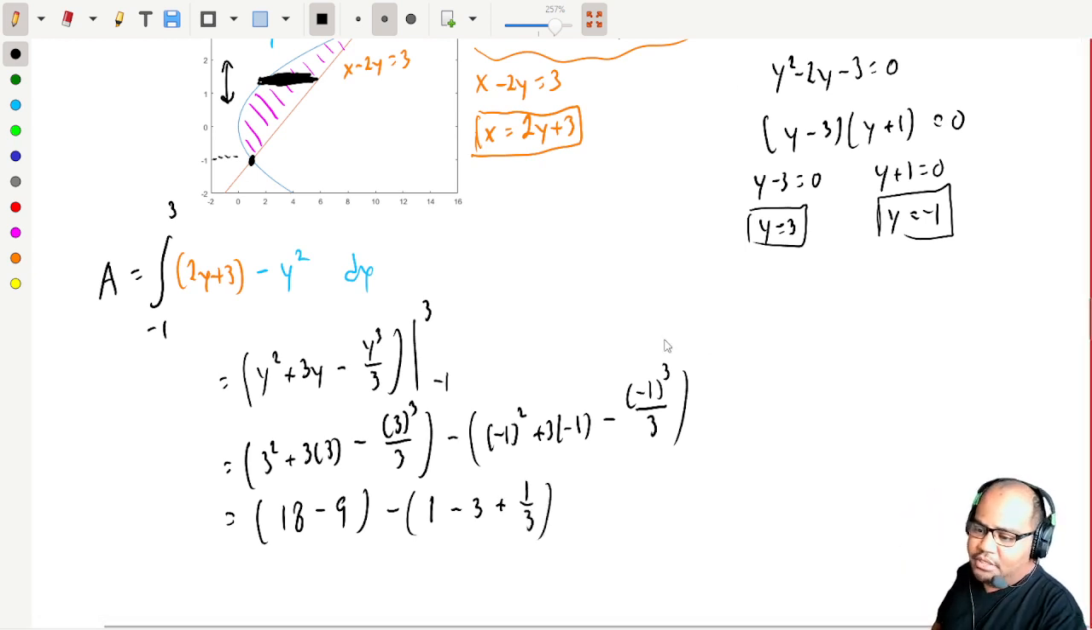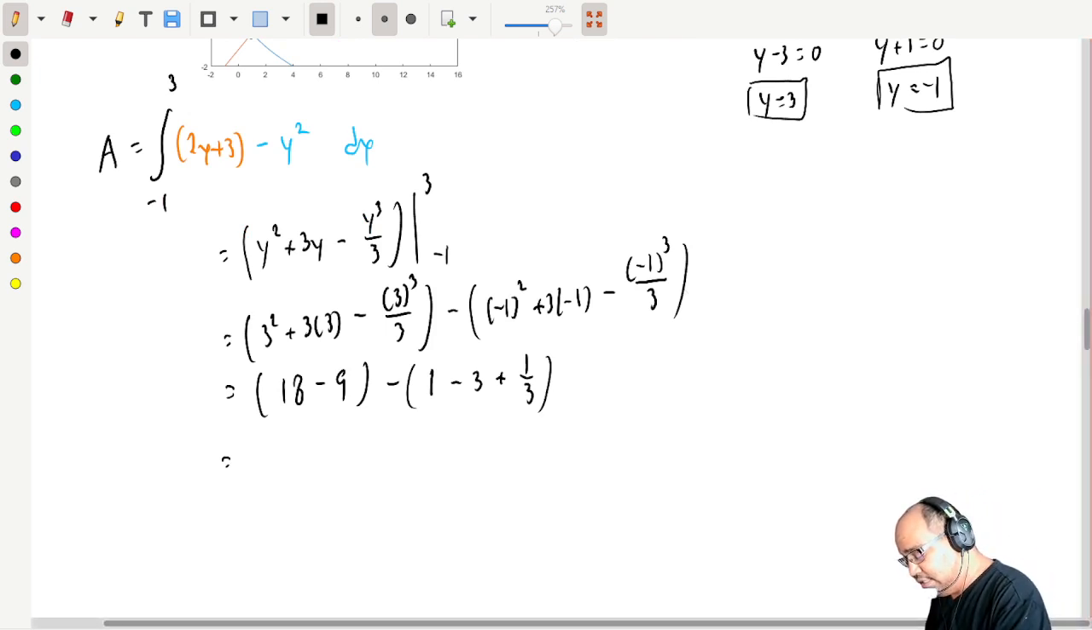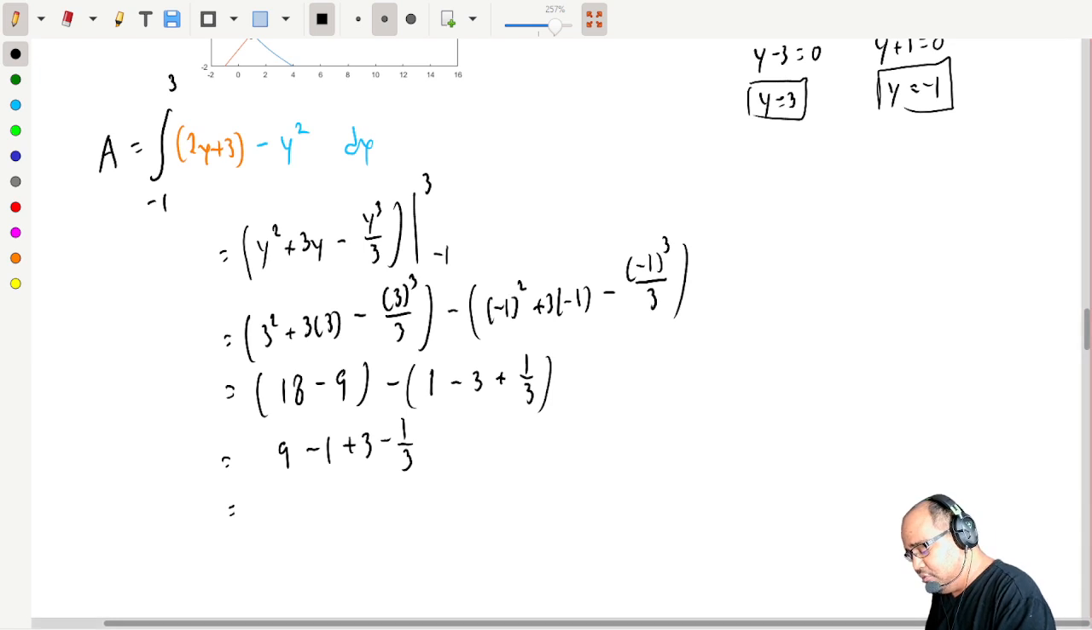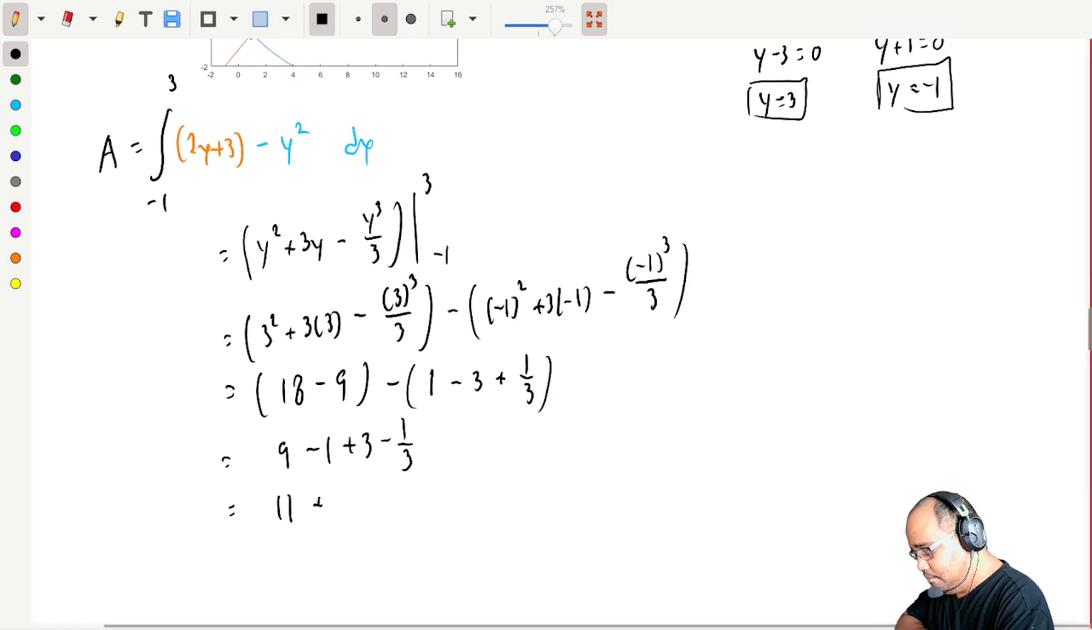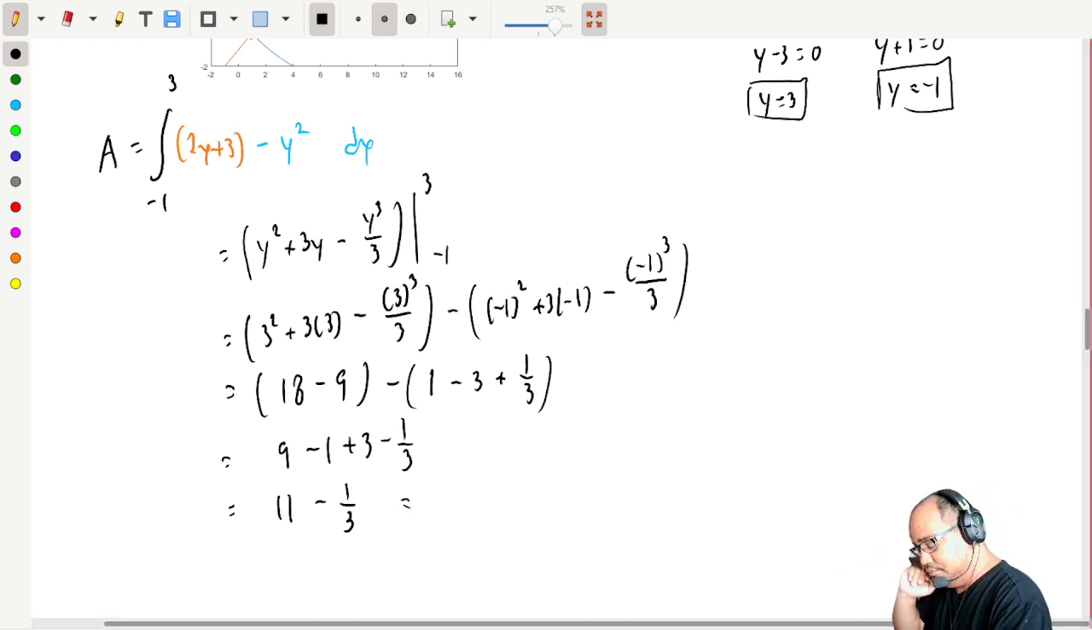Okay, and now we can just go ahead and punch this in. Or you can see that we'll get, let's see, 18 minus 9 is 9. Then minus 1 plus 3 minus a third. We will have 9 minus 1 is 8, plus 3 is 11. And we're subtracting away a third. We just go ahead and write 11 as 33 over 3. Let's actually show that there. In the end, we get 32/3 as our area.